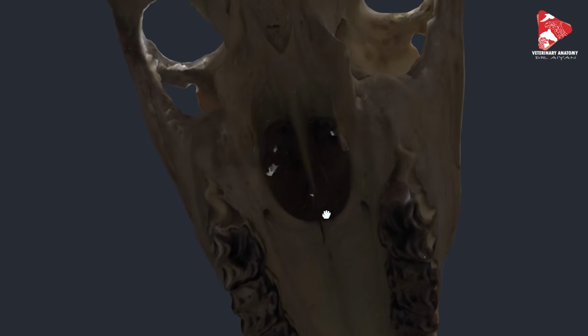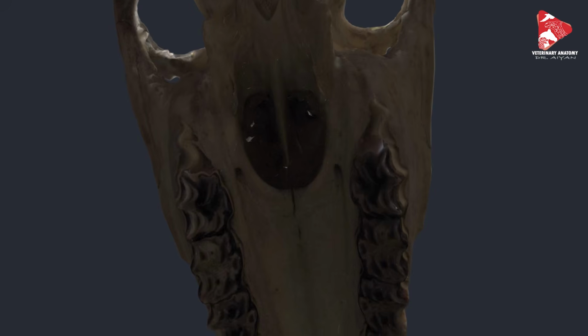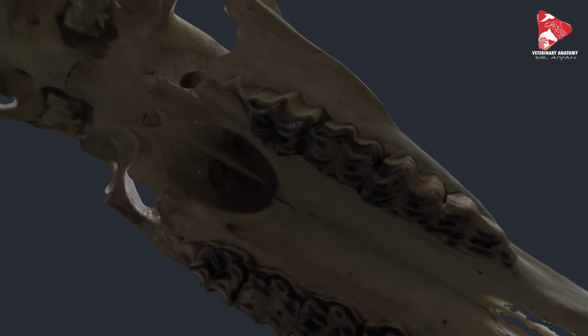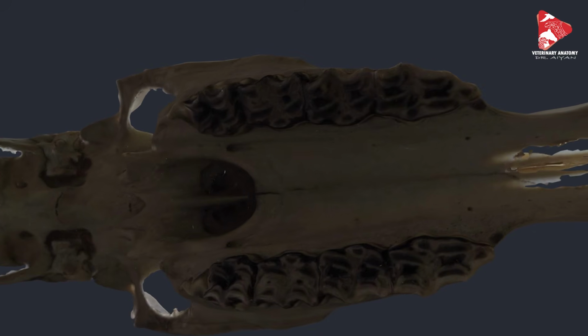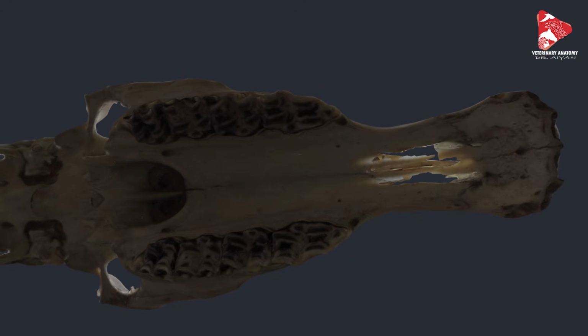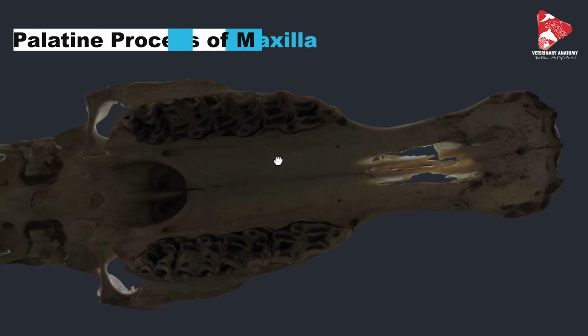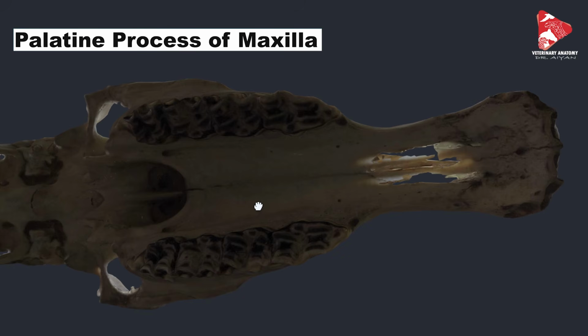Okay, so let's continue with the hard palate before moving to the other bone. We talked about the horizontal plate of the palatine bone. Just in front of it, here we can see part of the maxilla, and this part of the maxilla in this area is named the palatine process of the maxilla. So we have one on the right, one on the left. This is the palatine process of the maxilla.